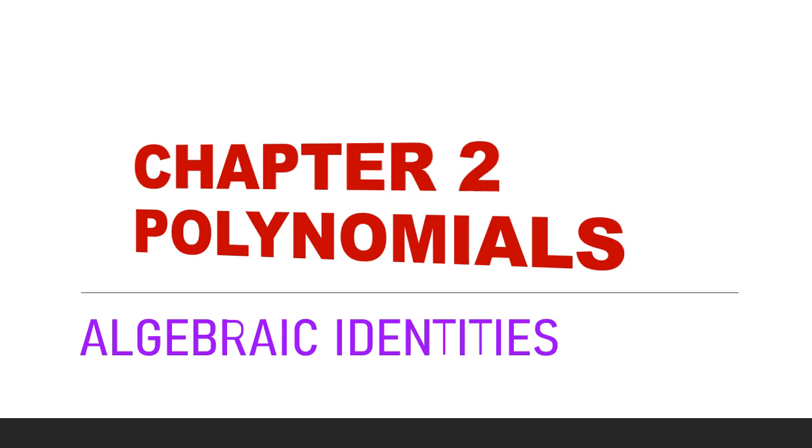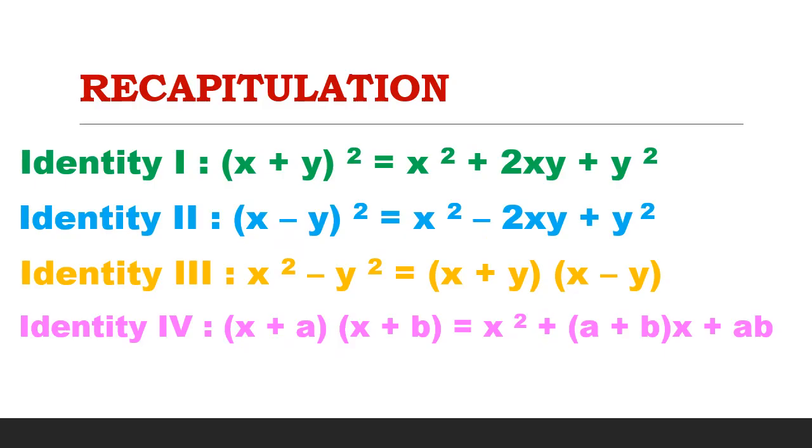Today we will take Chapter 2, Polynomials: Algebraic Identities. Let us recapitulate. We have learned about these identities in the previous class. Identity 1 is (x + y)² = x² + 2xy + y². It is also called the perfect square identity.